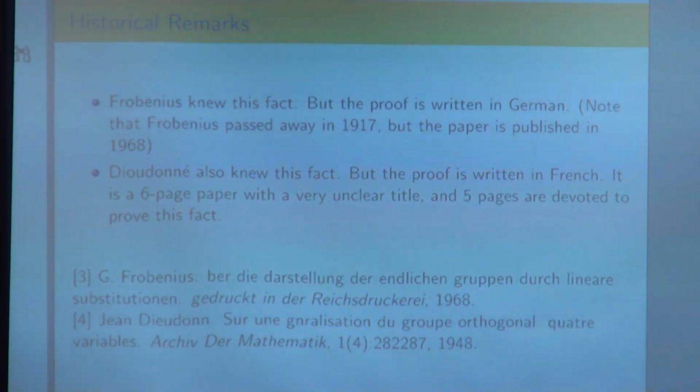Frobenius knew it, but the reference is very hard to read. Not hard to read because we know that Frobenius passed away; the paper was published after his death, so no one knows what is written, and it's in German. And second, Dieudonné knew this. He proved it in his paper, but he used 5 pages to prove this, and you can say the title is very strange. Do not aim at this. So I reprove this, giving a very beautiful, I think, proof. And this is the first work I did.